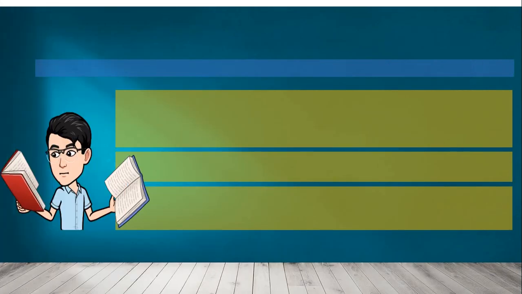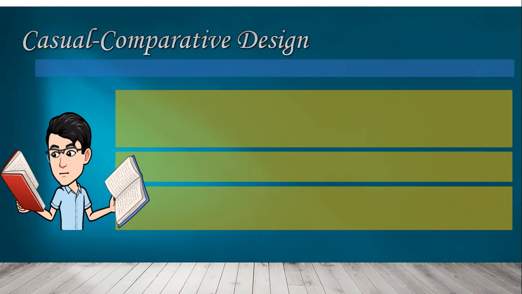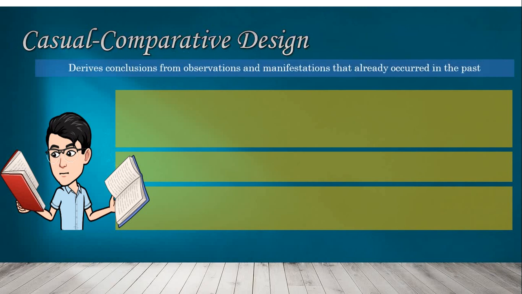The causal comparative design derives conclusions from observations and manifestations that already occurred in the past. It uses basic statistical tools like measures of central tendency, ANOVA, etc. It also uses classification and categorization in establishing the pre-existing traits.